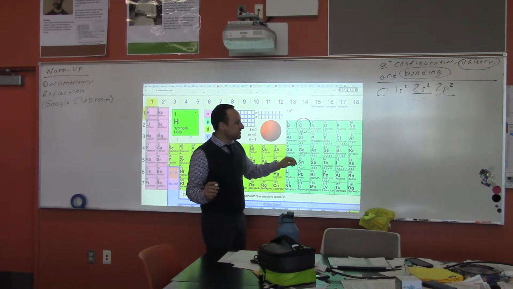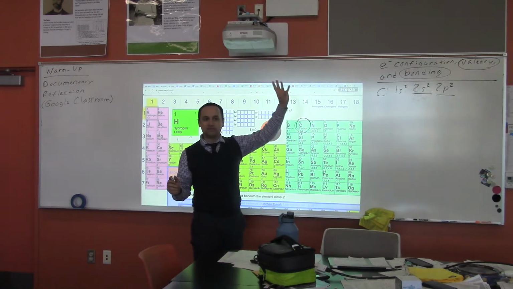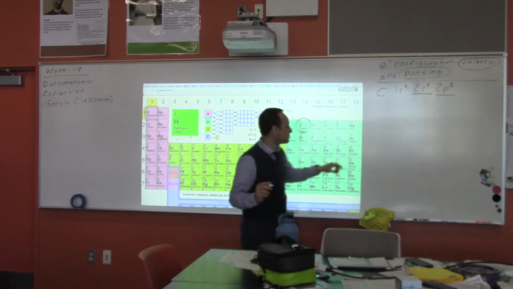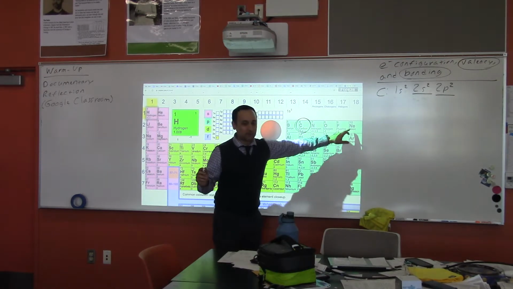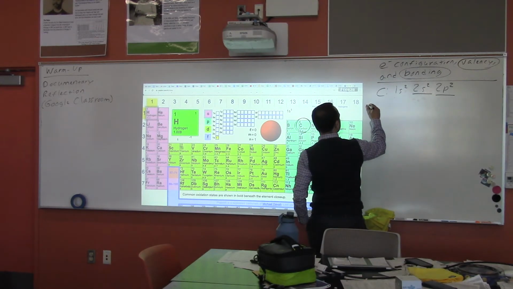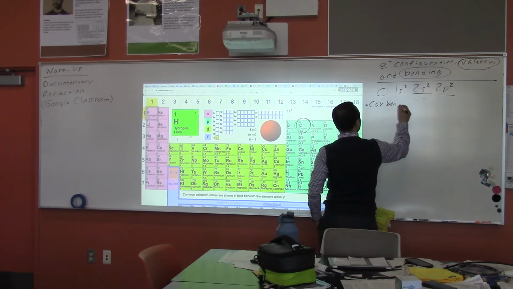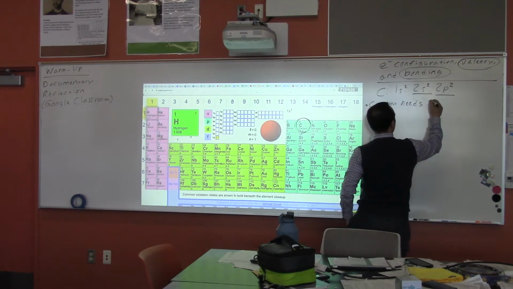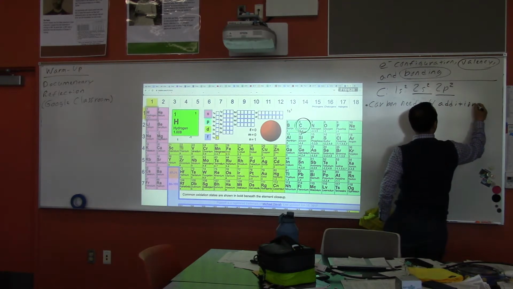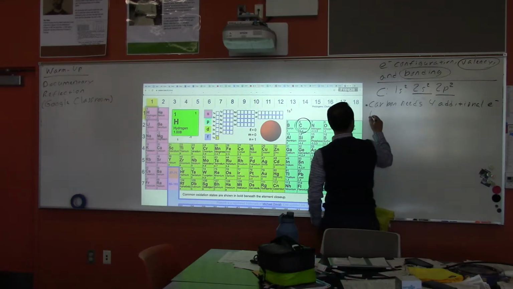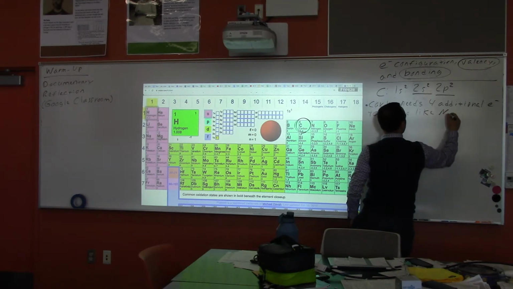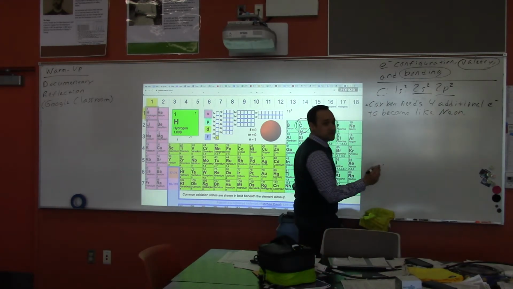Okay, so here's the deal. Shh, listen up. So carbon's got how many valence electrons? 4. 4, okay? 4 outer shell electrons, 4 valence electrons. So how many more electrons does it need to become like neon? It needs 4 more. Okay, so look. Carbon needs 4 additional electrons to become like neon.